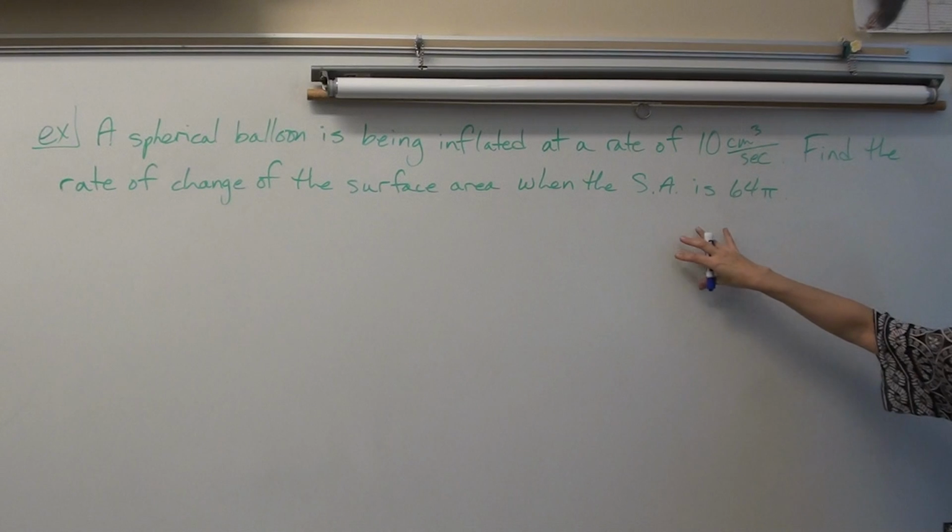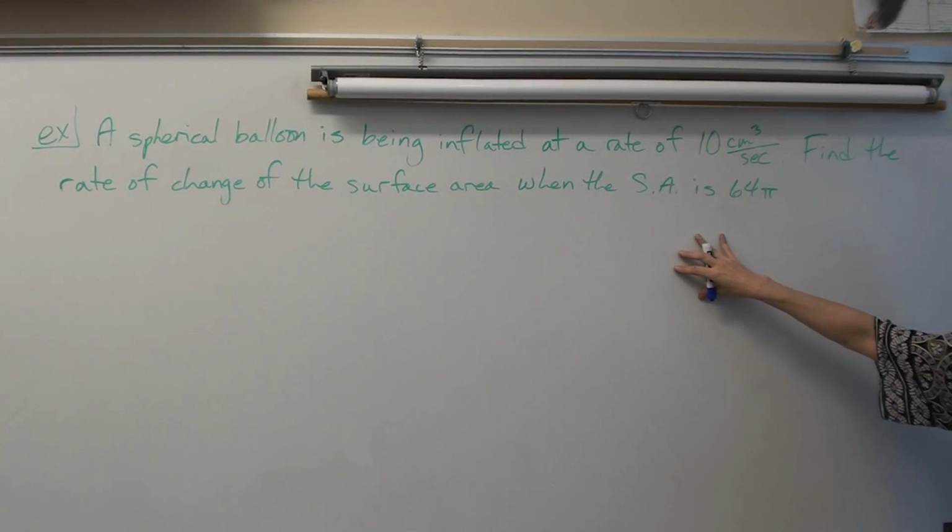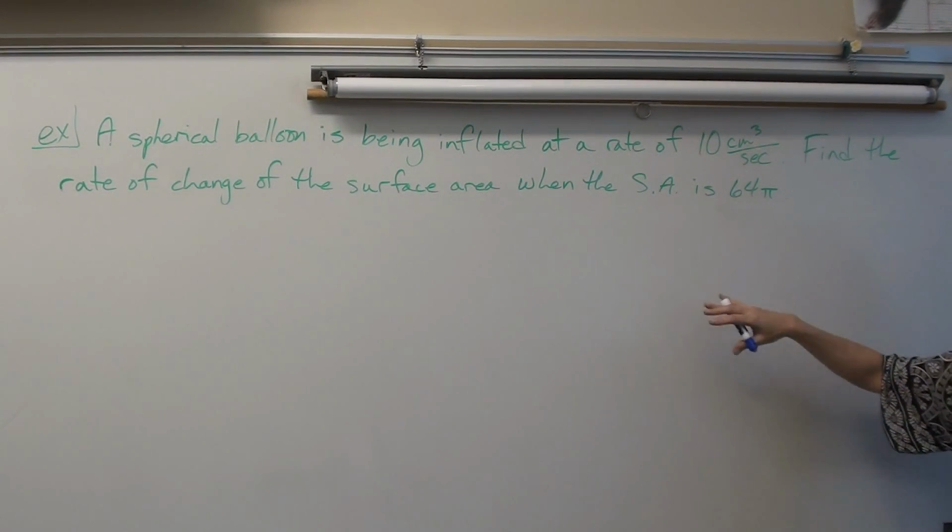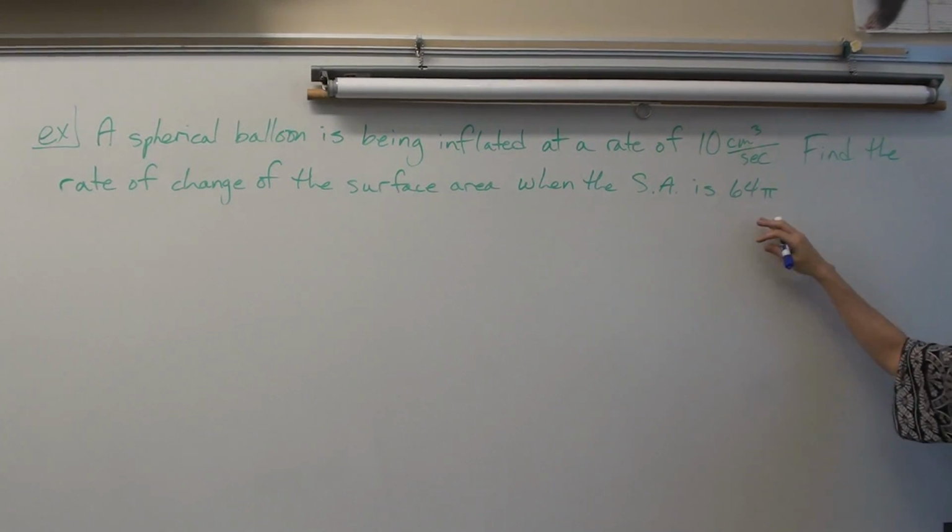A spherical balloon is being inflated at a rate of 10 cubic centimeters per second. Find the rate of change of the surface area when the surface area is 64 pi.